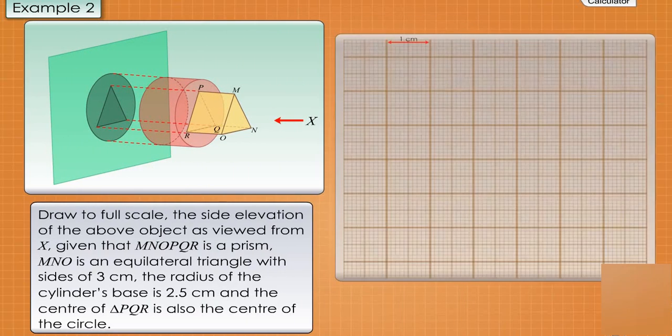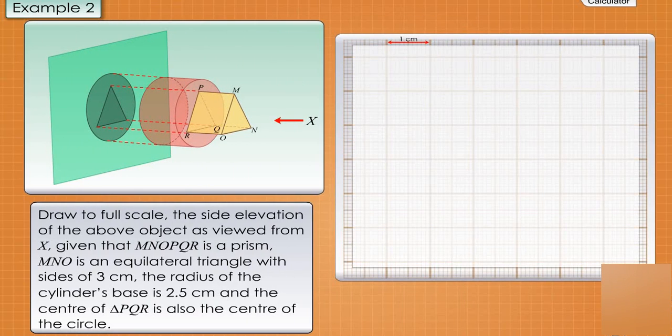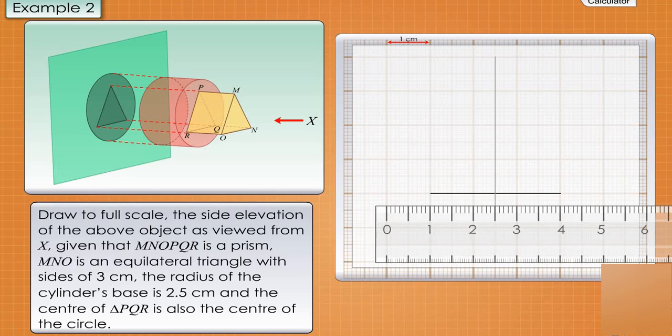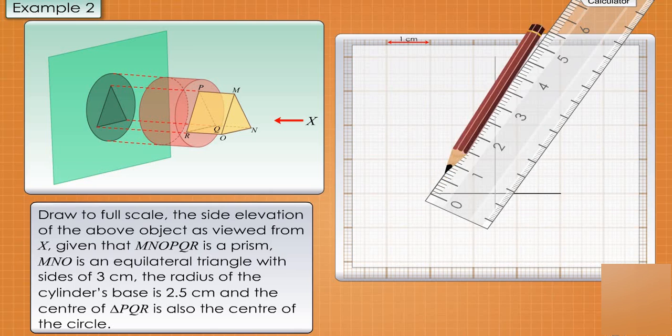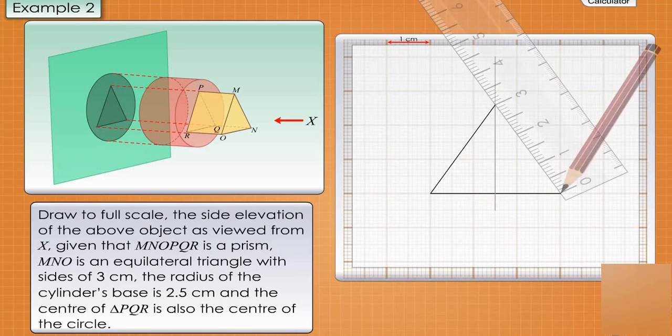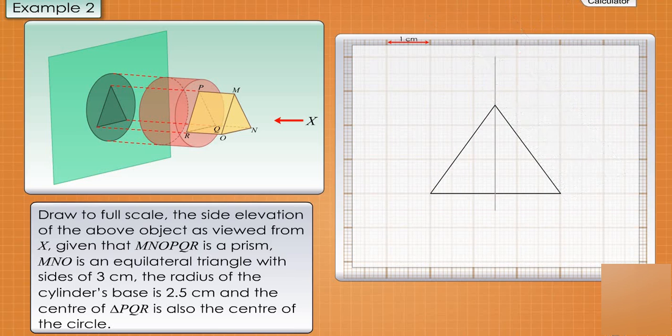Now, place a blank piece of paper over graph paper as before. We will draw the triangle first. The sides of the triangle are 3 centimeters. So, draw a horizontal line of length 3 centimeters. Then, draw lightly a vertical line bisecting the first line. Use a ruler to measure and draw the other 2 sides of the triangle, each of length 3 centimeters also.